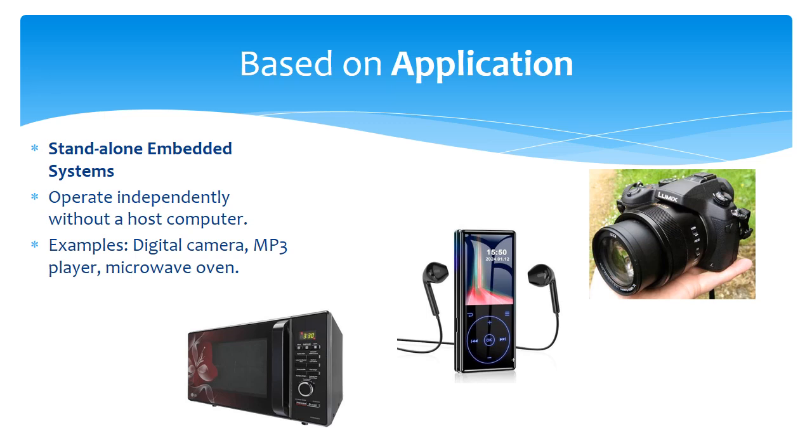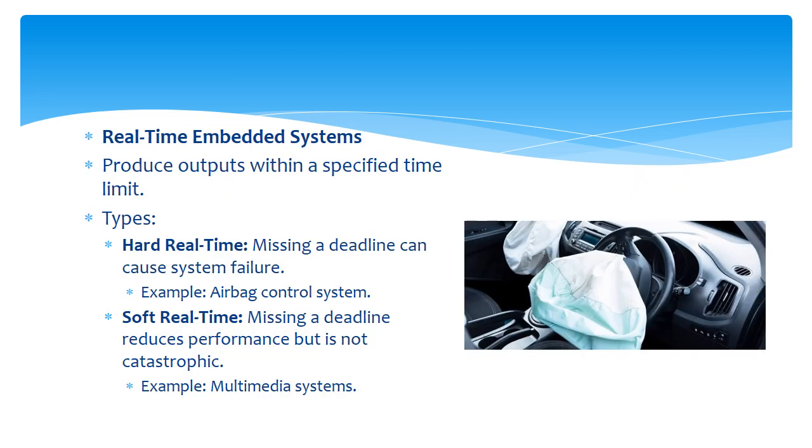It can operate independently without any dependence. Some examples are digital cameras, MP3 players and microwave ovens. All will come under standalone embedded systems. And the next category is the real-time embedded system, where it produces outputs within a specified time limit.